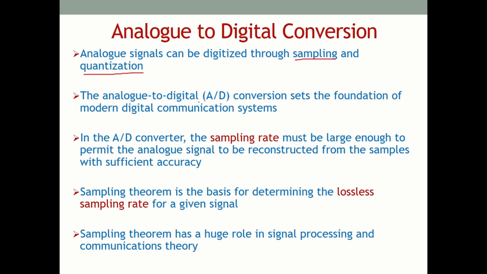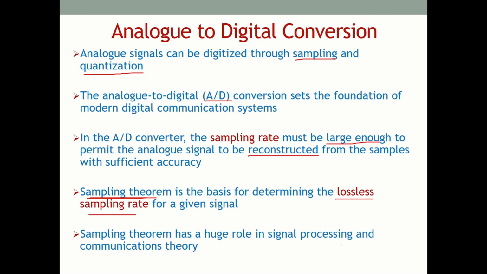So analog to digital conversion (ADC) basically sets the foundation of modern digital communication systems. The sampling rate must be chosen large enough to permit the analog signal to be reconstructed from the samples with sufficient accuracy. For this we have the sampling theorem. It determines the sampling rate for obtaining lossless sampling. What we mean by lossless is that when we convert an analog signal to a digital signal, the information should be kept intact, and when we perform digital to analog conversion, the analog signal should be a close copy of the original analog signal.